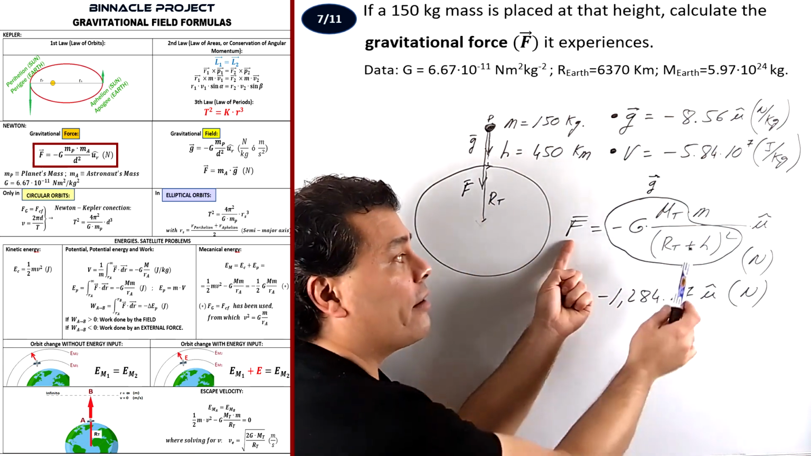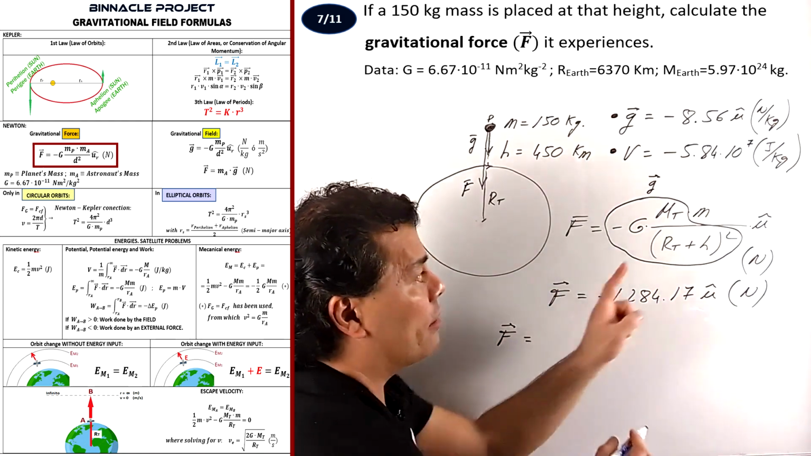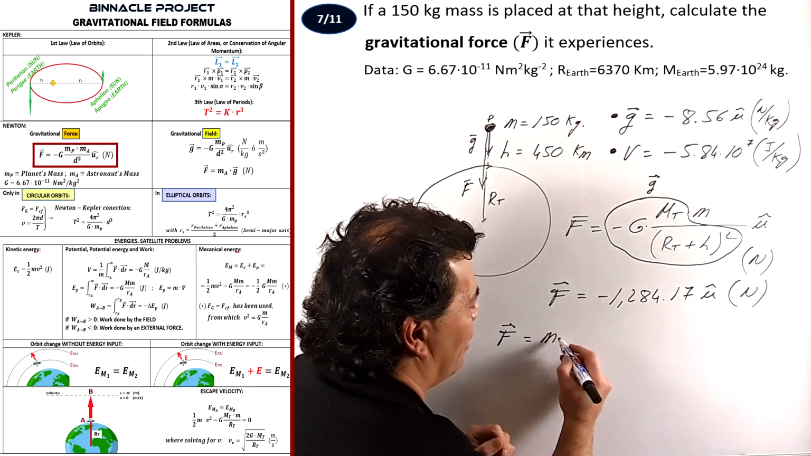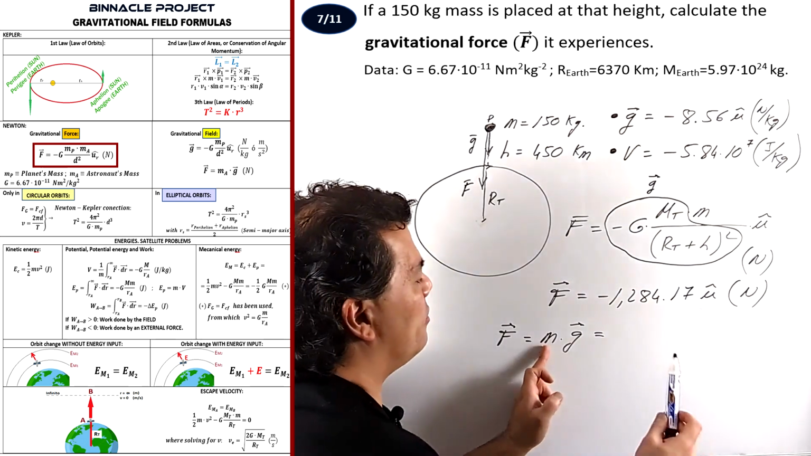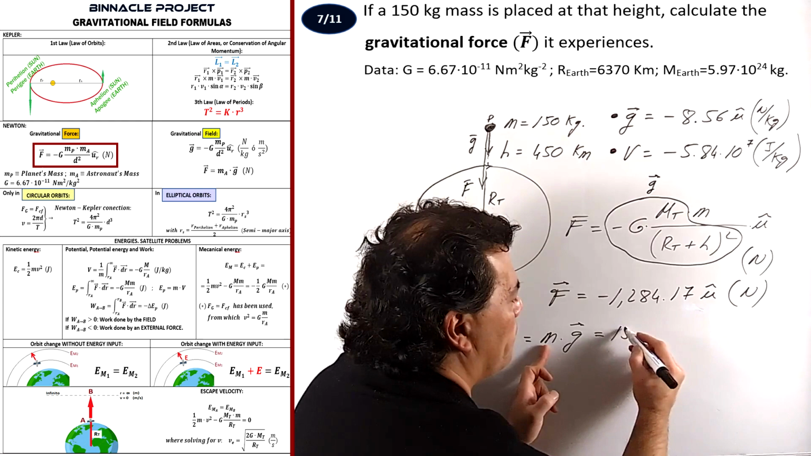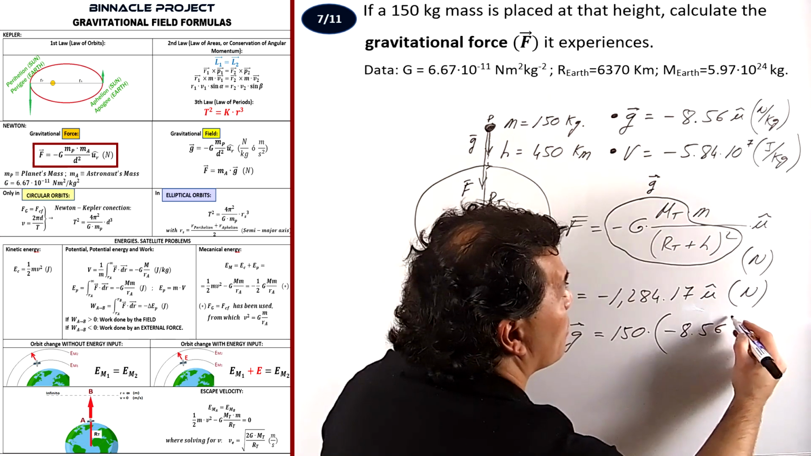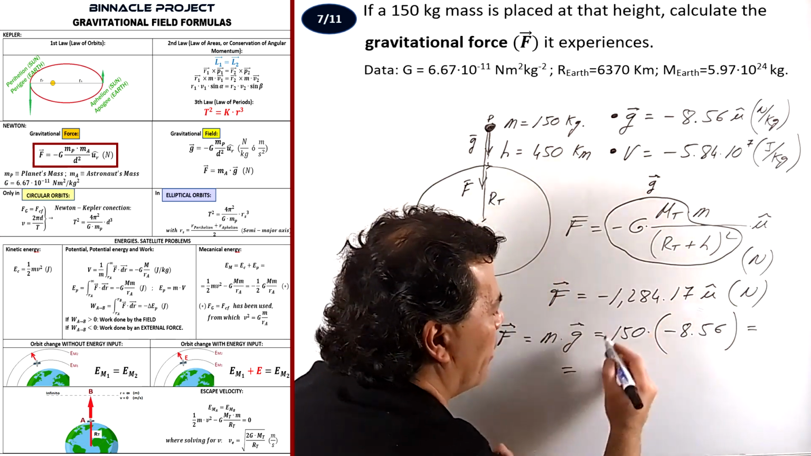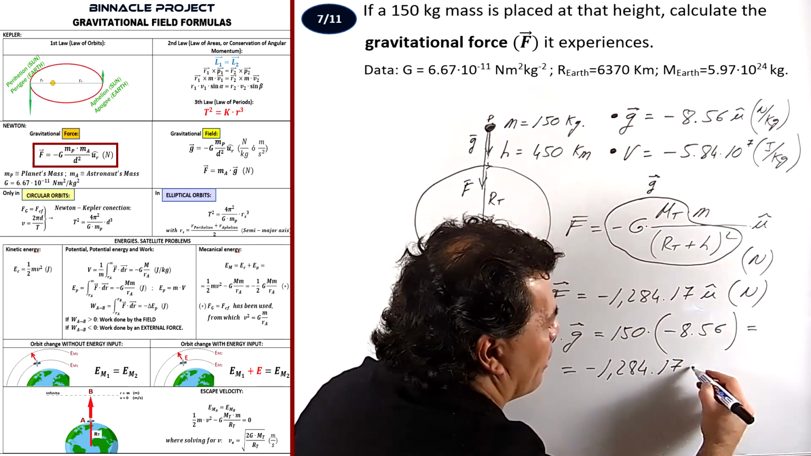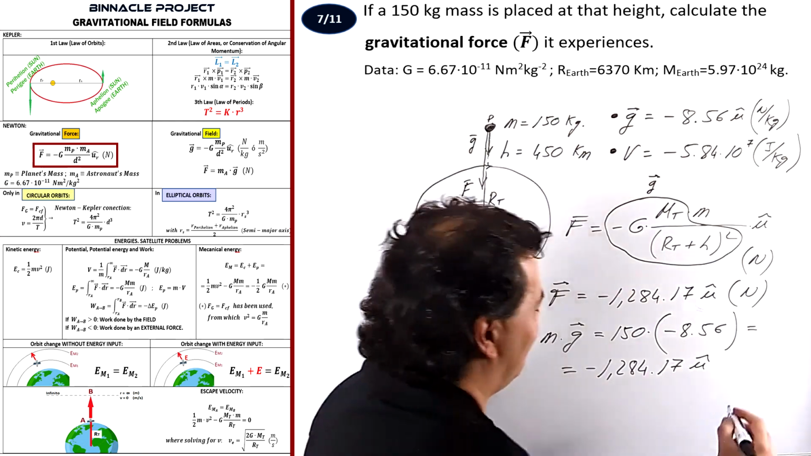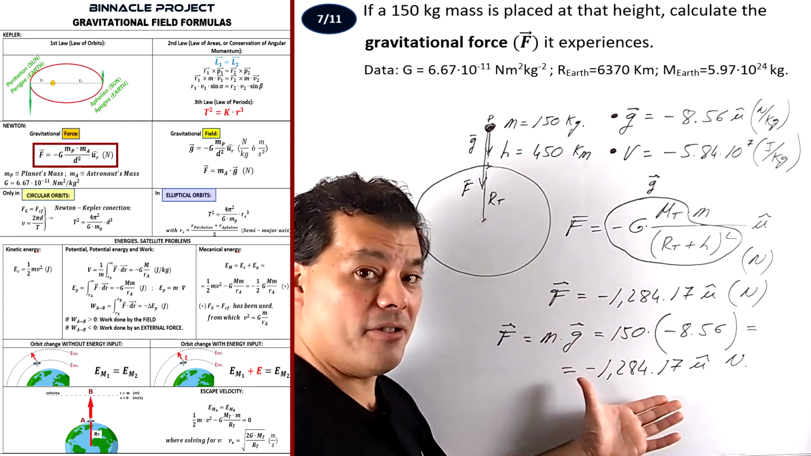So we can also calculate the gravitational force just by multiplying the suffering mass times the gravitational field. And if you use your calculator to do 150 times negative 8.56, you will also obtain negative 1284, and don't forget the unit vector, newtons, okay? And this is another way of doing this calculation.